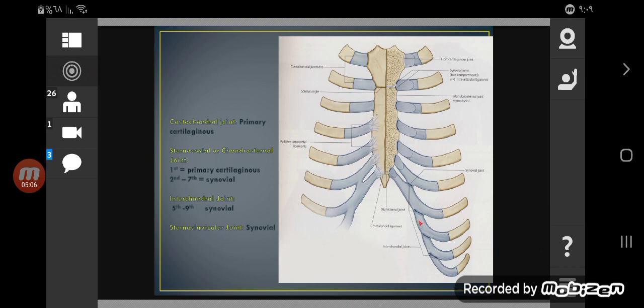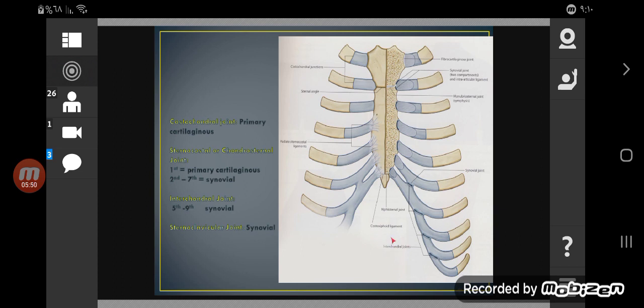All right. And the interchondral junction, this place. You can see the 6th, 8th, 9th, 10th interchondral junctions. The type of this joint is synovial.